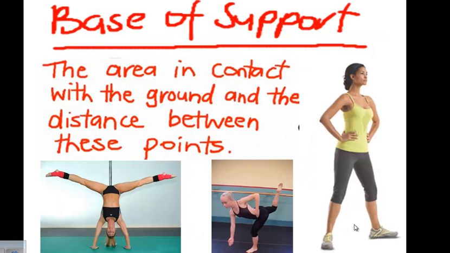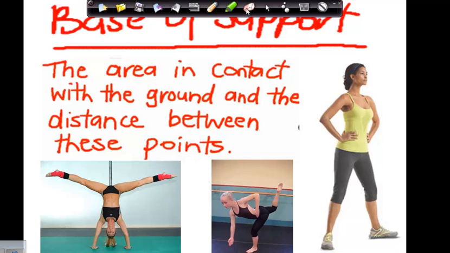Alright, so the first one we're going to look at is base of support. This is basically simple, and it's the area in contact with the ground and the distance between those particular points. Now if we look at the handstand one to start off with, the area that is in contact with the ground is her hands. And if we're looking at the distance between those particular points, that is from the hand all the way to the other side. And that is known as our base of support.